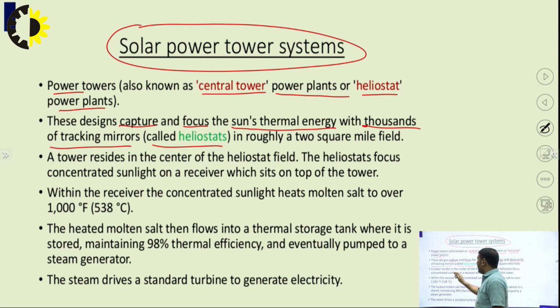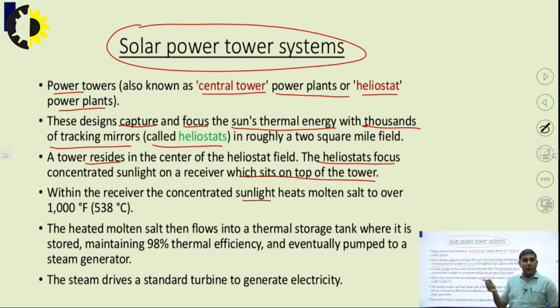So a tower basically resides in the center of the heliostat field, and the heliostats focus concentrated sunlight on the receiver which sits on top of the tower. Within the receiver, the concentrated sunlight heats the molten salt to over 538 degrees Celsius, or you can say 1000 degrees Fahrenheit.